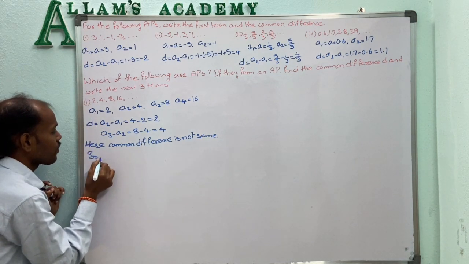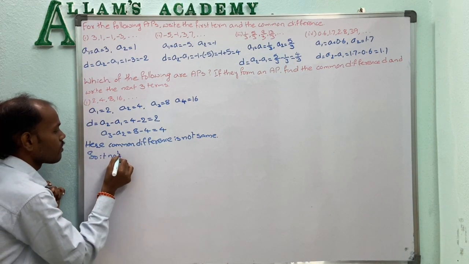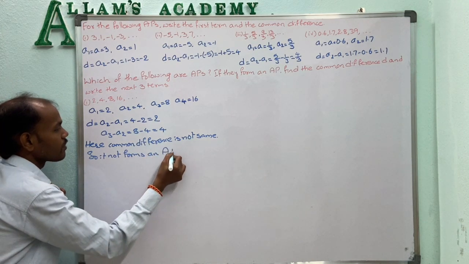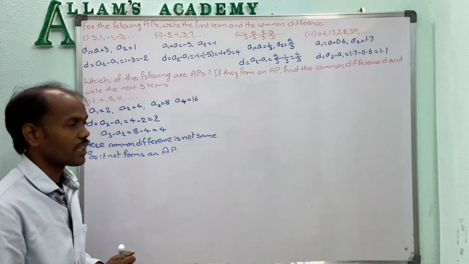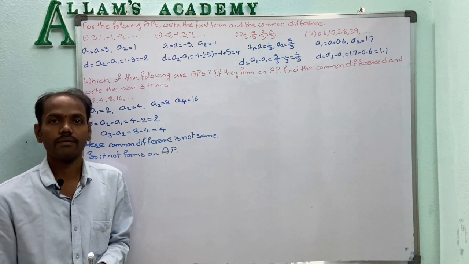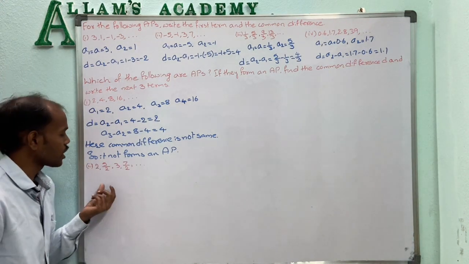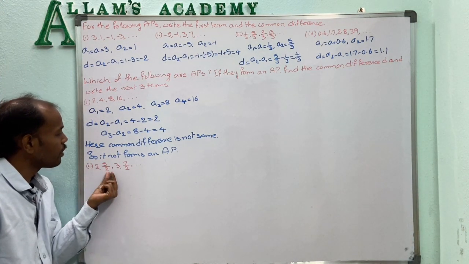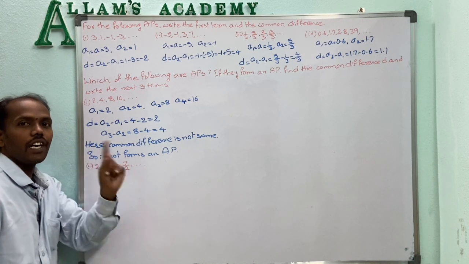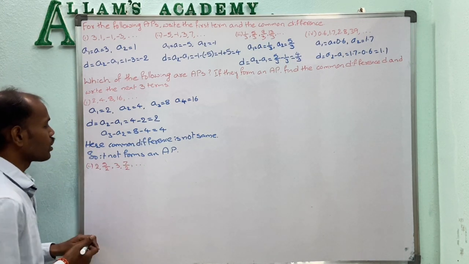So it does not form an AP, which means the next three terms we can't find. Now the next problem is 2, 5 by 2, 3, 7 by 2, and so on. This series forms an AP. Find the common difference and the next three terms.